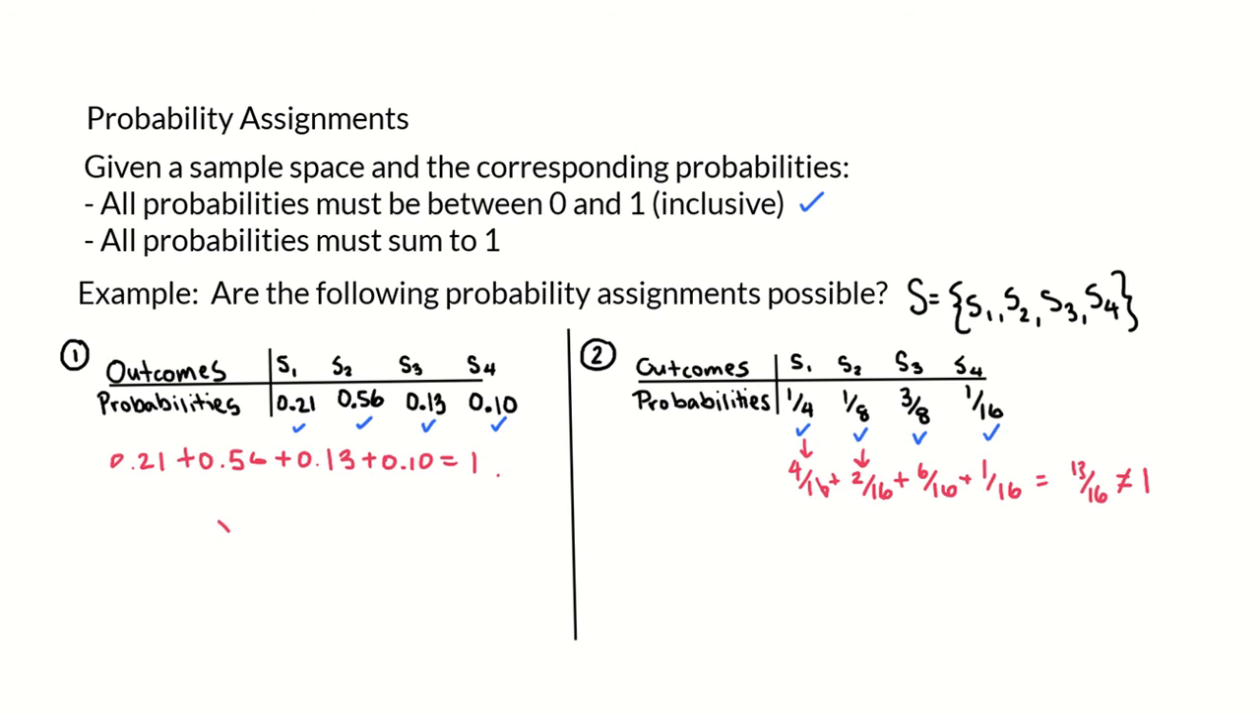So the first one, all probabilities were between 0 and 1, and they summed to 1, so yes, this is a valid possible situation. Second situation, even though they were all between 0 and 1, the probabilities did not sum to 1, so this is not a possible assignment.